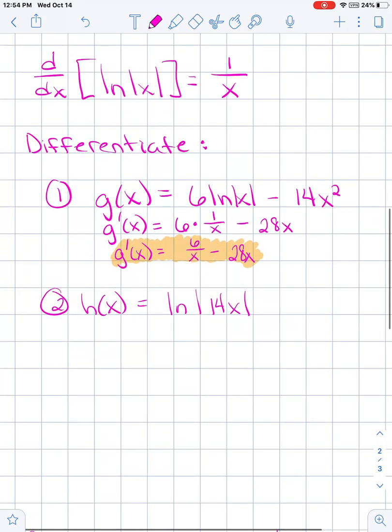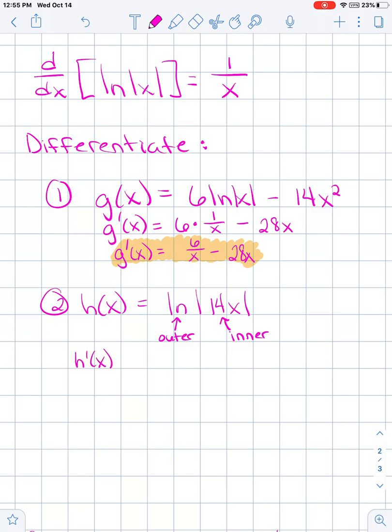I want you to pause again right now, and I want you to take the opportunity to try that. So we've got something different that we're differentiating. It's the natural log of 14x. Pause, go give it a try. Okay, let's look at this. We're going to need to use the chain rule in this because we have an inner function and we have an outer function. So we're going to need to use the chain rule on this one.